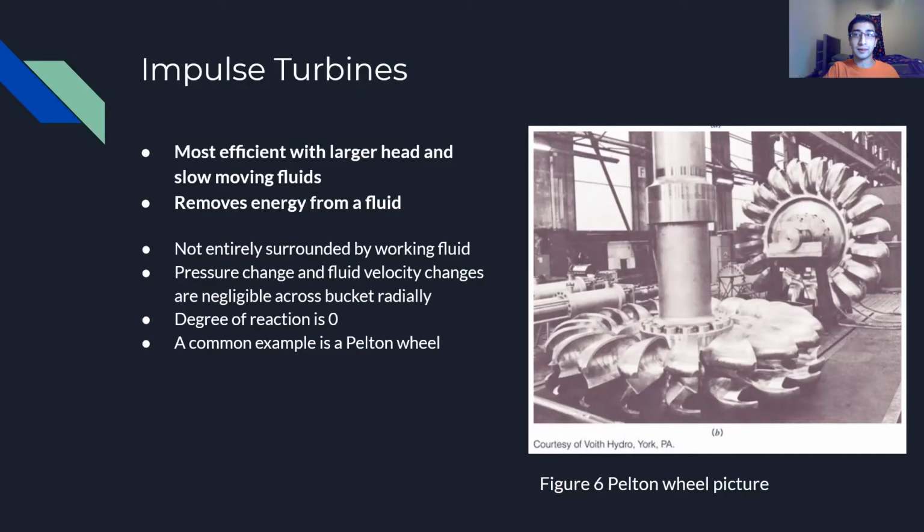So let's move on to turbines. Turbines are a type of turbo machine that removes energy from a fluid. Now I'm going to be covering impulse turbines specifically, and Grace is going to be covering reaction turbines. Impulse turbines are not entirely surrounded by the working fluid and have negligible pressure and fluid velocity changes across the buckets radially. Impulse turbines are most efficient with larger head and slow-moving fluids. Larger head kind of means larger body, so think of a river. A common example is a Pelton wheel.